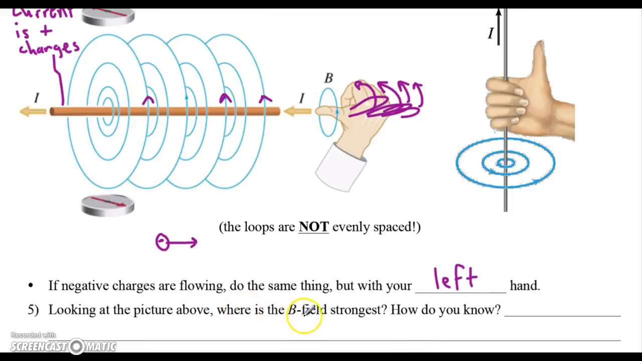Looking at the picture, where is the B field strongest? How do you know? The answer is the B field is strongest near the wire. And the reason is because that's where the field lines are most closely spaced. I'm not going to write that out, but you could put that into your own words. You can say that's where the field lines are most closely spaced. You could also say that's where the field lines are densest.